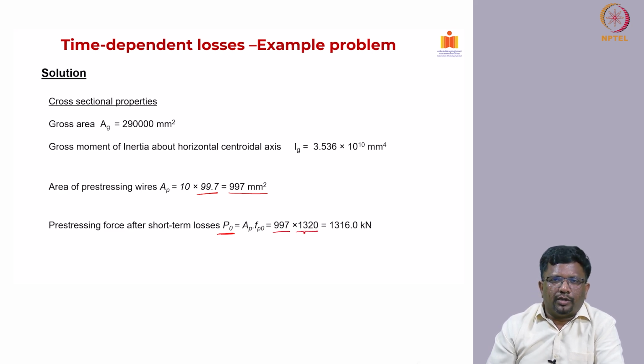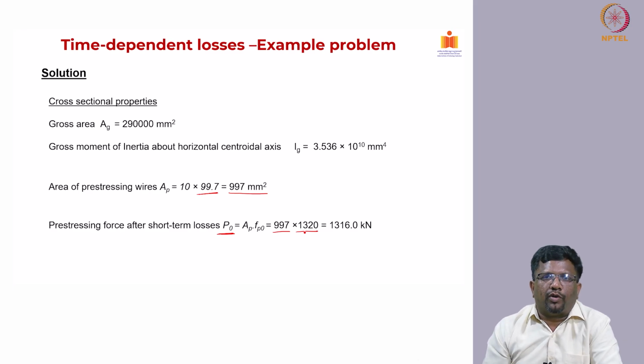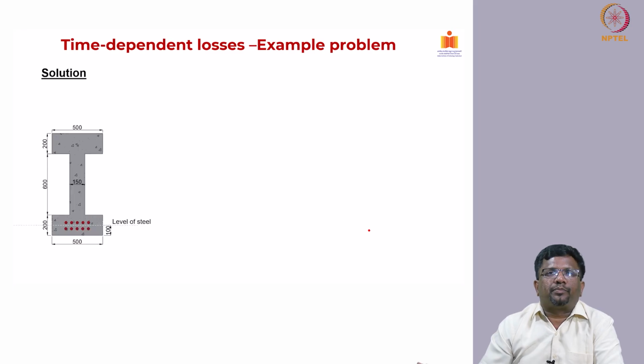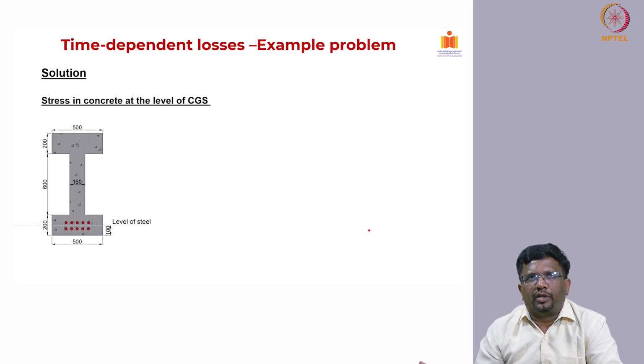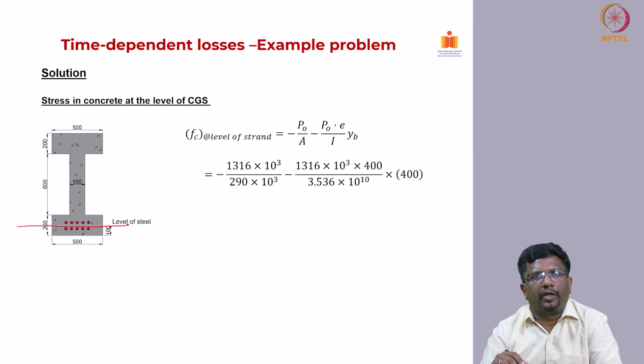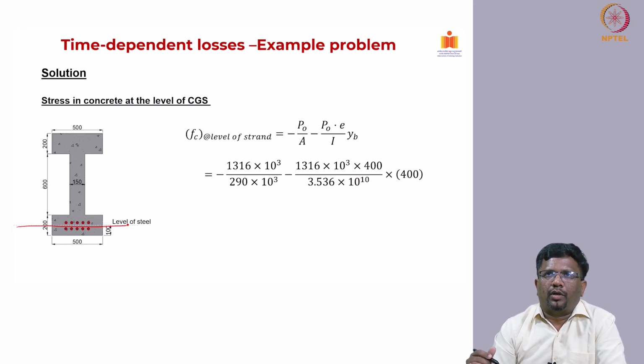Now how do we get the 1320? Which is 0.71 FPK that is given in the problem. So you have a force of 1316 kilonewton. Now let us look at, this is again the cross section. We are trying to calculate again the stress at the level of steel, right. So let us calculate.